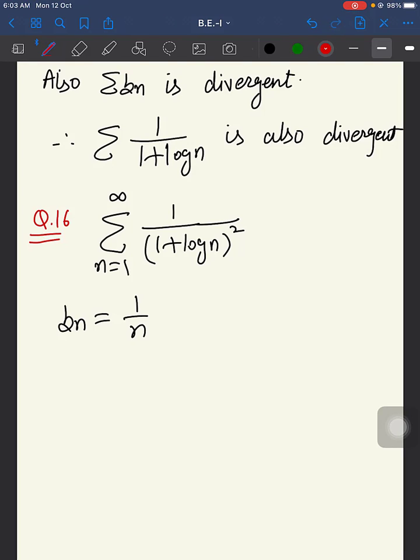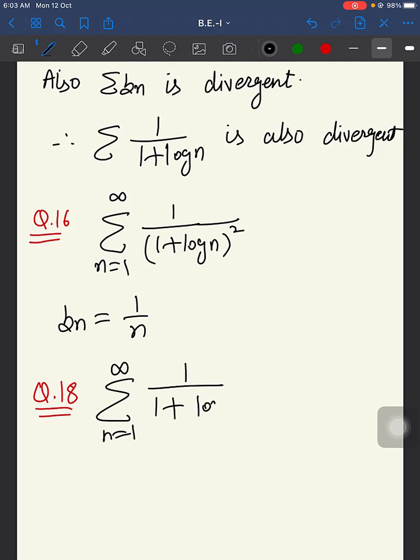Similarly, for question number 18, you have summation n runs from 1 to infinity, 1 plus log n whole square. In this case too, you should choose bn to be 1 by n, and then this will also be a divergent series. So these are the hints for question number 16 and question number 18.